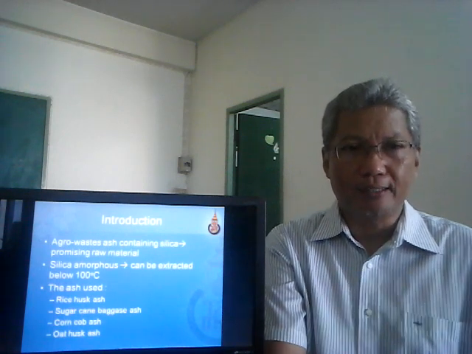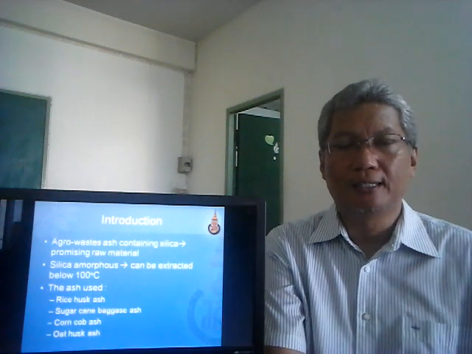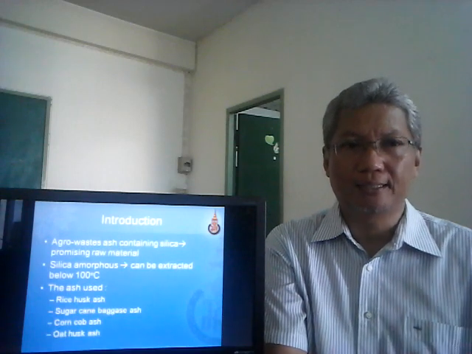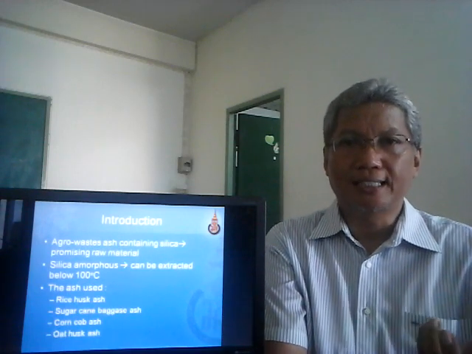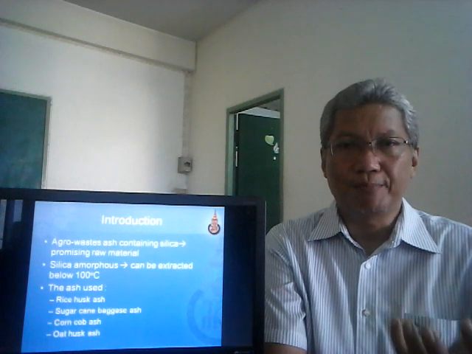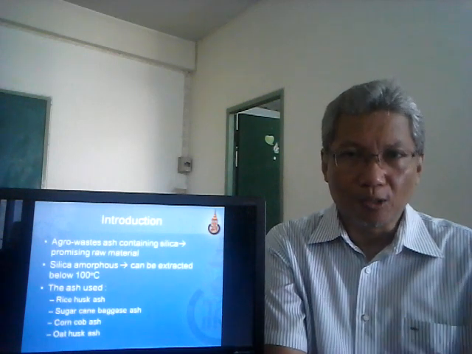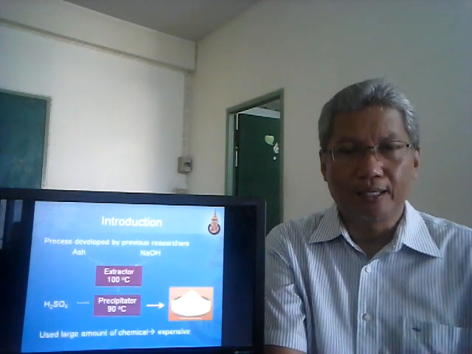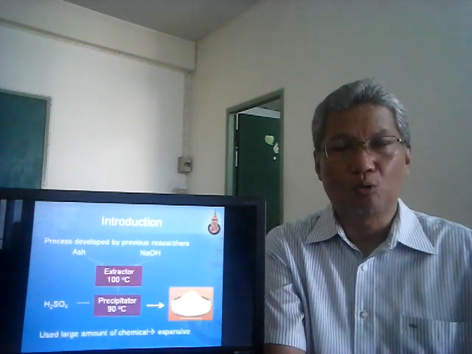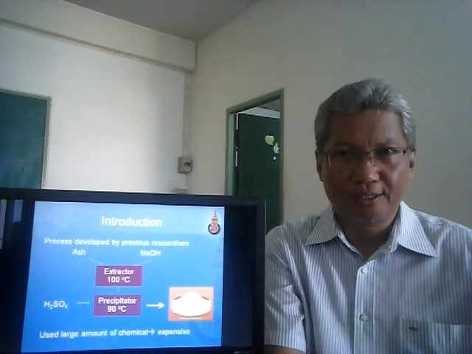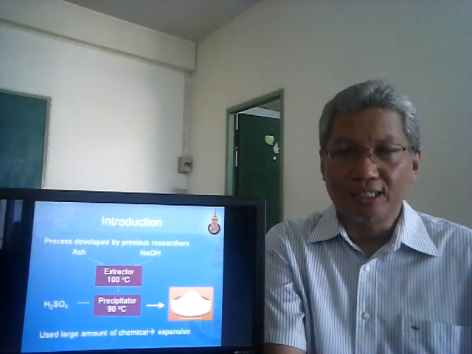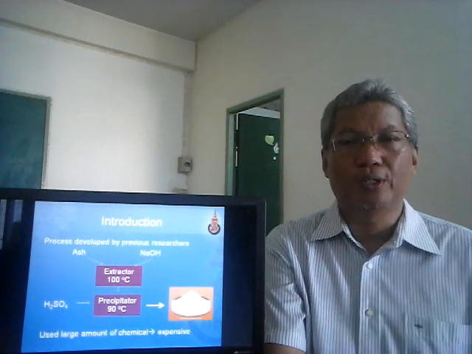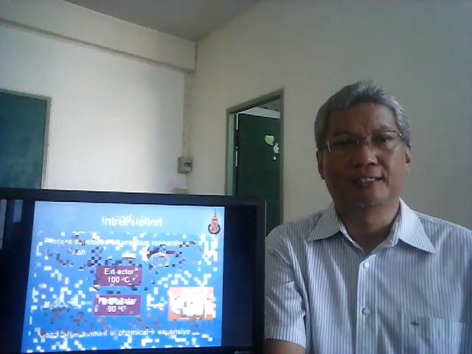But in my opinion, the most promising raw material is agricultural ash. Why? Because agricultural ash contains silica in amorphous form, so it can be extracted at quite a low temperature, below 100 degrees Celsius. And the process is simple compared to the conventional process, but this process uses a large amount of chemicals, which makes the process expensive and unable to compete with the conventional process.